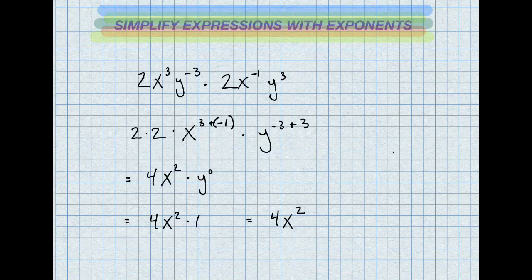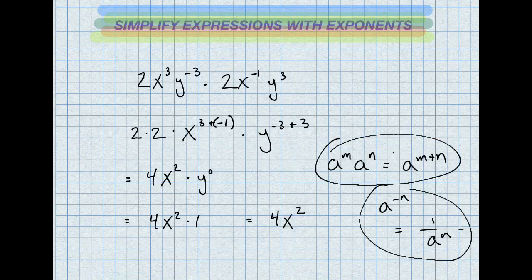So there's your second way of solving this problem, by using our a to the m times a to the n equals a to the m plus n. The other version that we used was a to the negative n equals 1 over a to the n. These are our two rules that we're using. Here's the rule we used in the first strategy, and here's the rule we used in the second strategy. So you can kind of pick and choose which way you want to do these.